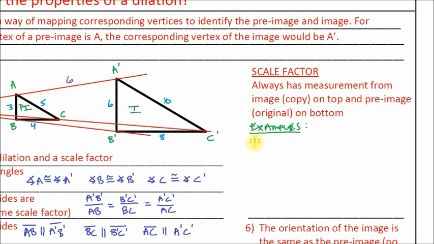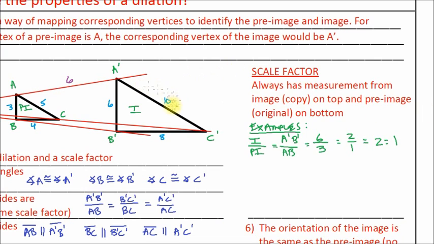I can look at a measurement from the image over the pre-image, and as long as those two things are corresponding, I'm going to get my scale factor. Let's take a look. I'm going to pick from my image, or my copy, the length of A prime B prime, and its corresponding side on my pre-image is AB. So A prime B prime is actually 6, and AB is actually 3. We can simplify this to be 2 over 1. Divide top and bottom by 3, and we get 2 over 1. So our scale factor is actually 2 to 1.